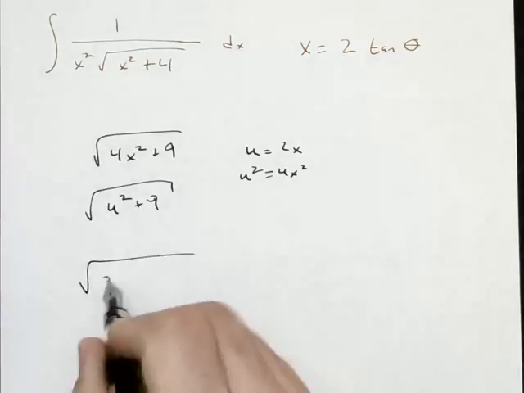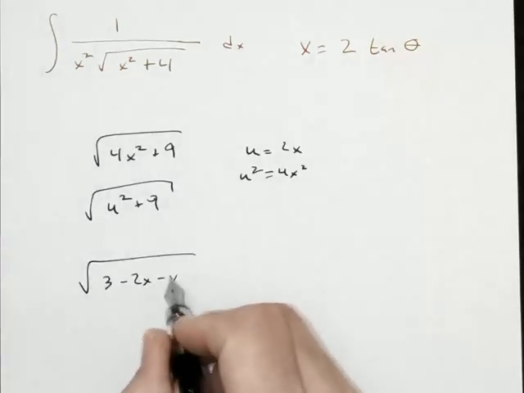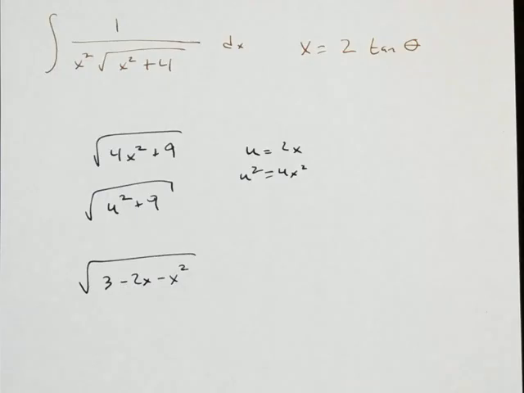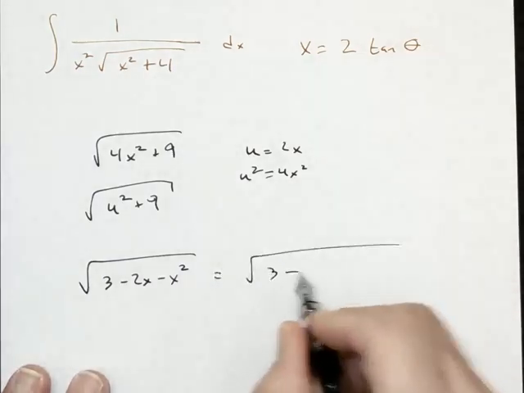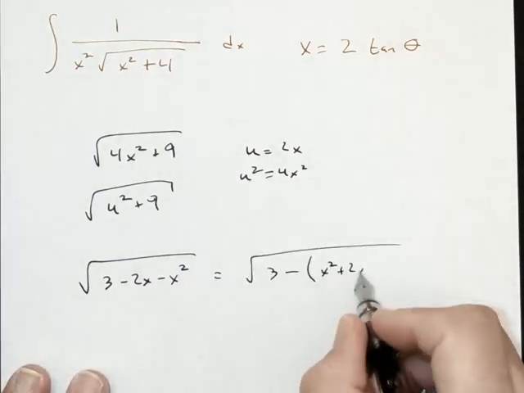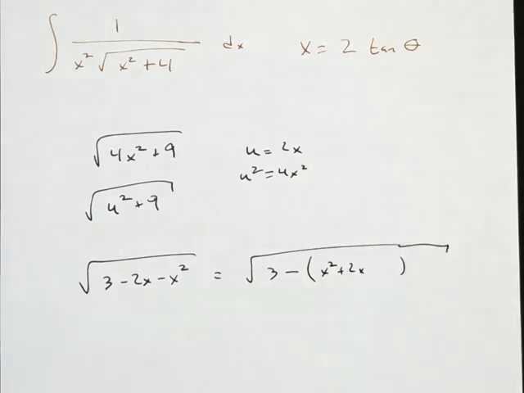Example 7 looks like this. And that's just nasty looking. Until you do completing the square. I'm going to write this like that.